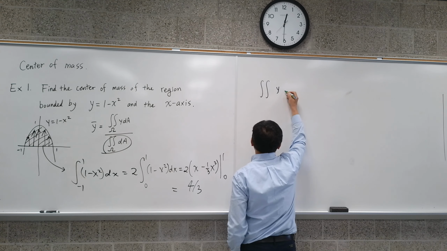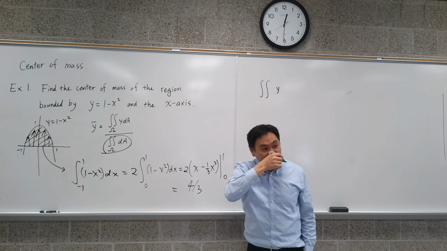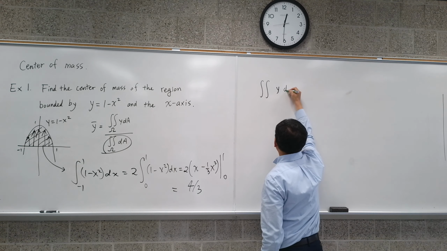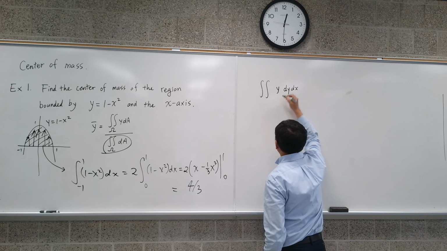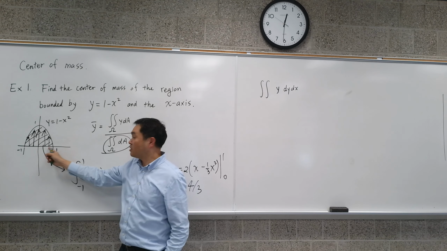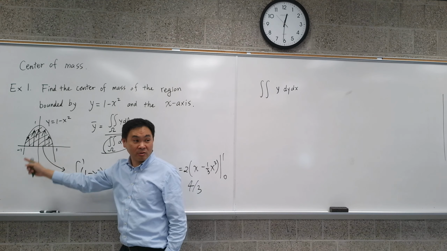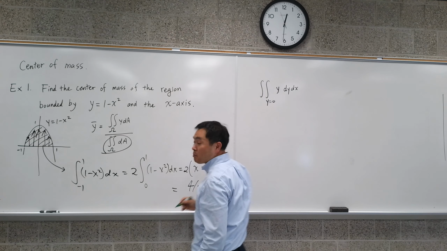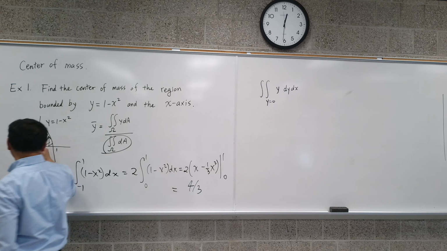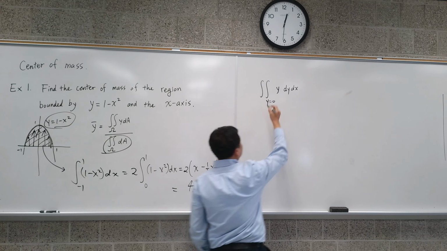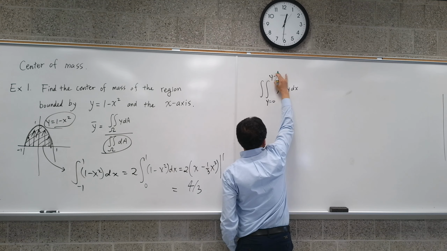Okay, first of all, if you're painting upwards, is it dx dy or dy dx? Dy dx. And if you paint upwards, what's the bottom bound? Y equals 0, right? Y equals 0 is the bottom bound. What's the top bound? Y equals 1 minus x squared. So that's what you put over here.